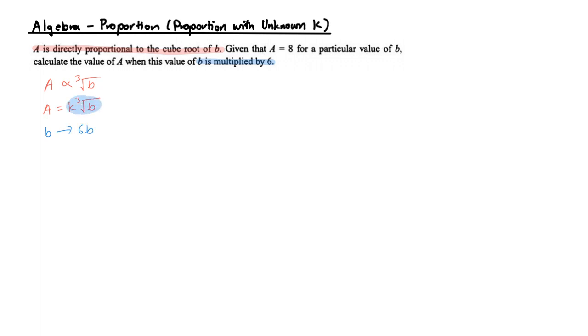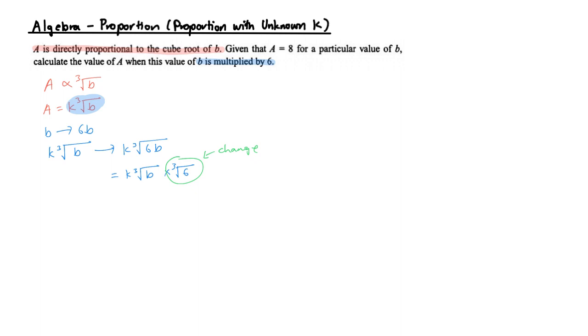If we apply it inside here, what we have is K cube root of B now becomes K cube root of 6B. If I want to split it up to the original, I'll have K cube root of B here multiplied by cube root of 6. We split up the cube root, the variables inside. Okay, again, this is the change.